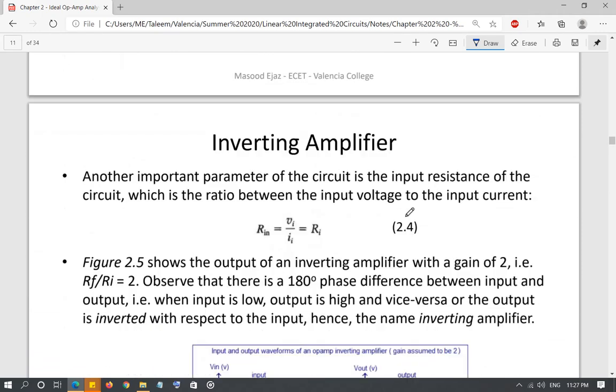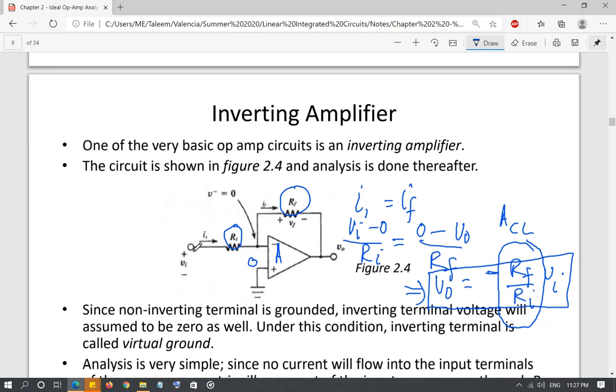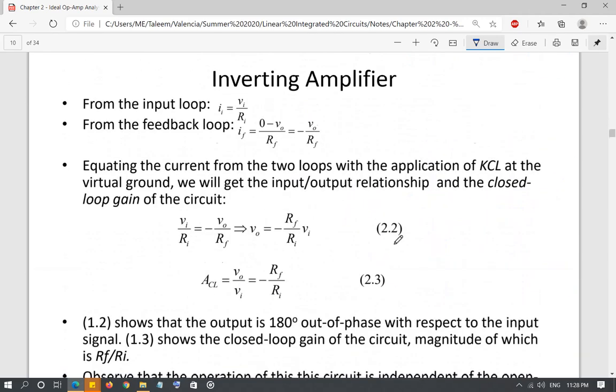Okay, next, what is the input resistance of the amplifier? Input resistance is measured as the ratio between the input voltage and the input current. So if you look at the circuit, the input voltage is here, and the input current is I input. So the input resistance of this circuit is V input over I input. Using Ohm's law, as I showed you, I input is V input over R input, so R input is going to be V input over I input. So that's considered the input resistance of the amplifier.